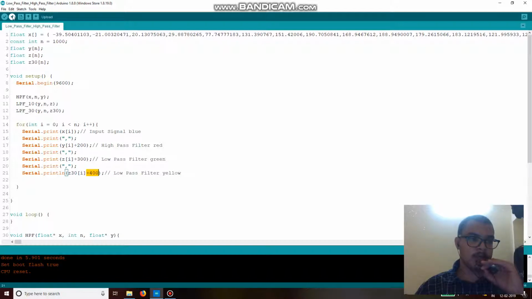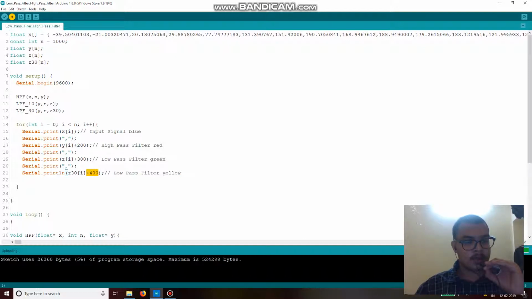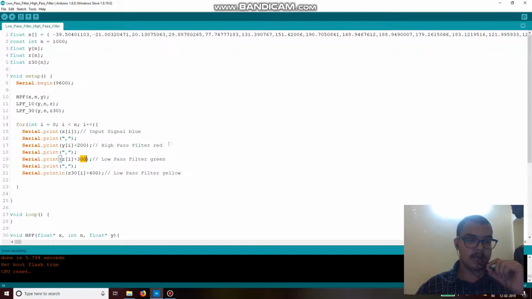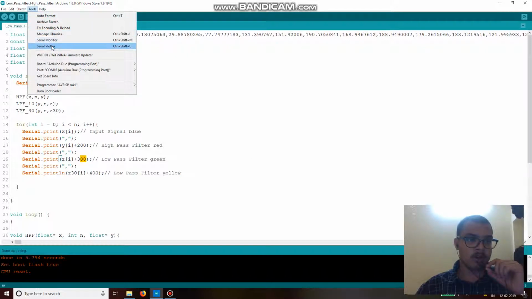This dc is added just to help us in differentiating the curves. So now I'll be running the code. This dc helps us to separate out each of the outputs. So z30 would be at the top, then z10, then y, then x. So now we shall look at the plotter output.